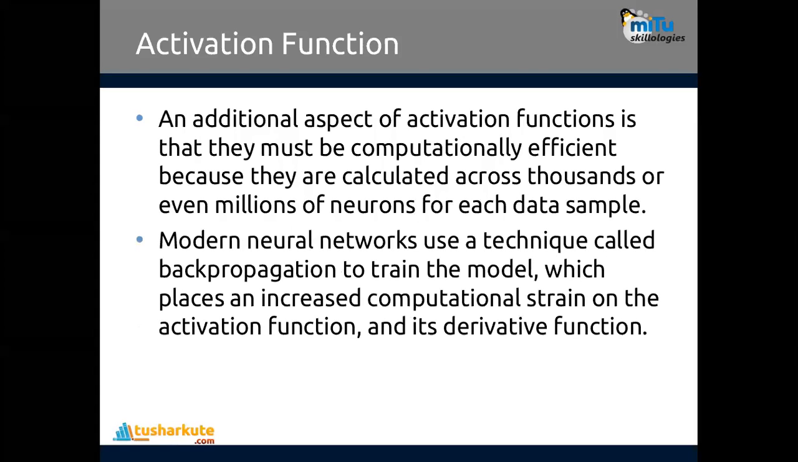An additional aspect of activation functions is that they must be computationally efficient. There should not be much complexity, because they are calculated across thousands or even millions of neurons for each data sample. The modern neural network uses a technique called backpropagation, which we have seen, to train the model, which places an increased computational strain on the activation function and its derivative function.